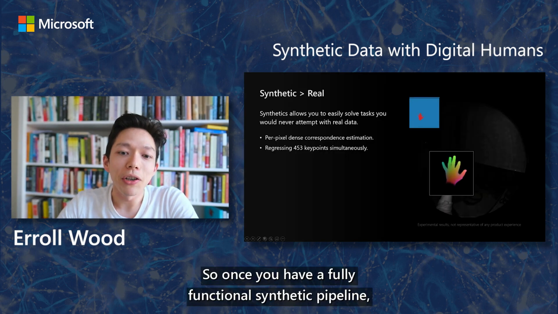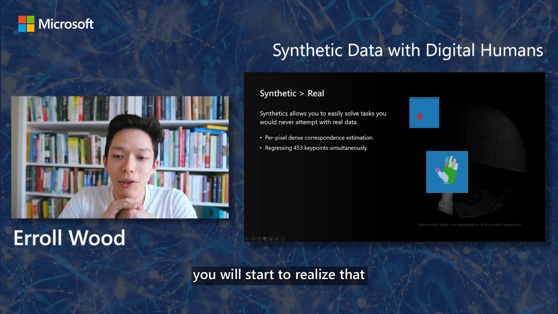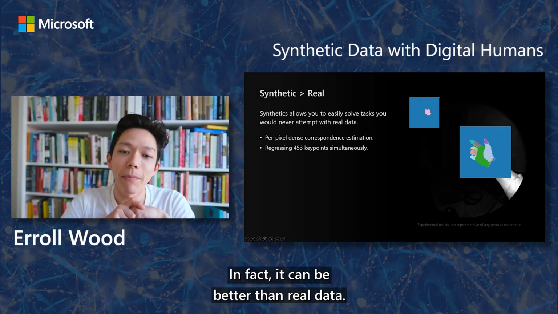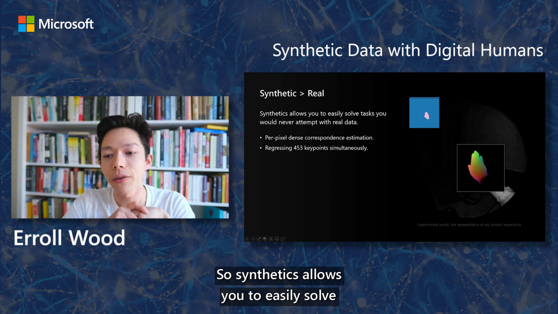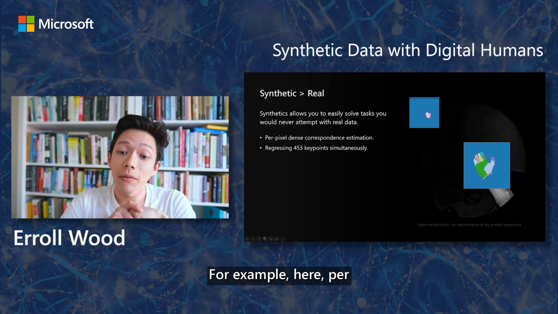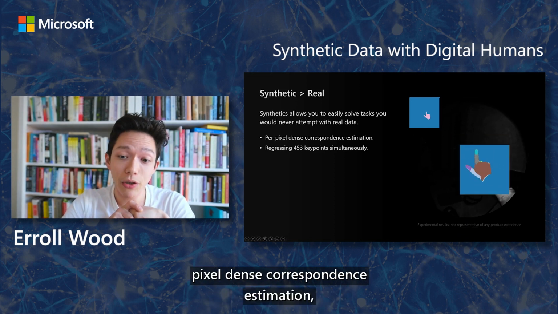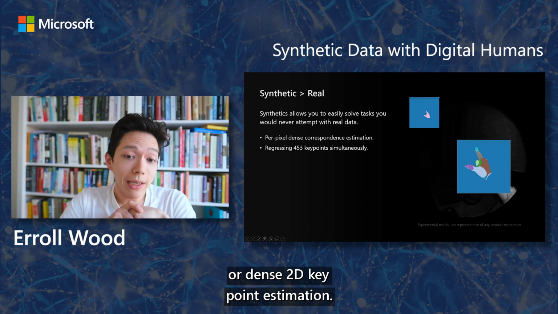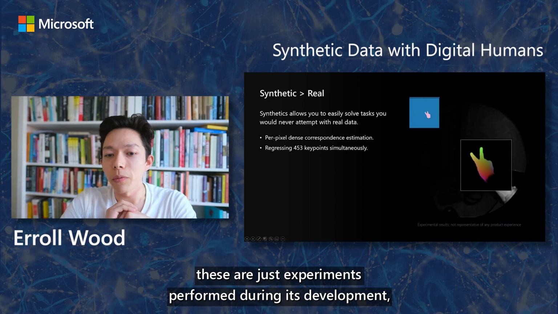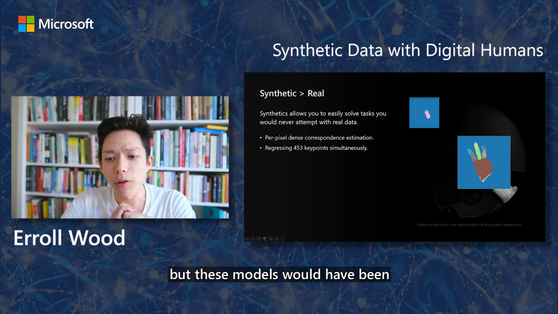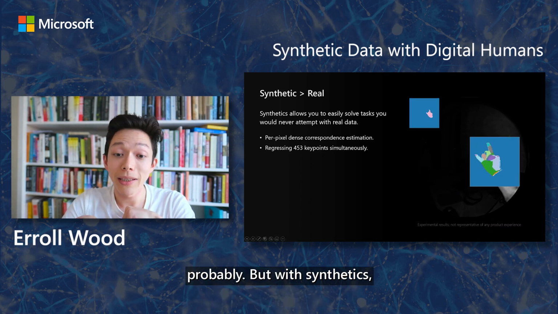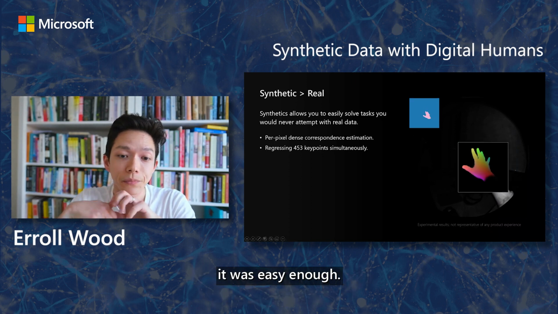So once you have a fully functional synthetic pipeline, you'll start to realize that synthetic data isn't just as good as real data. In fact, it can be better than real data. So synthetics allows you to easily solve tasks you would never attempt with real data. For example, here, per pixel dense correspondence estimation, or dense 2D key point estimation. So these, by the way, aren't used in HoloLens 2. These were just experiments performed during its development. But these models would have been impossible to train with human annotated data, probably. But with synthetics, it was easy enough.